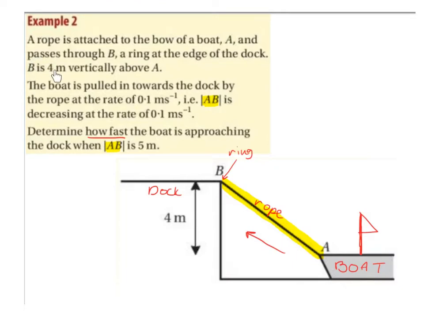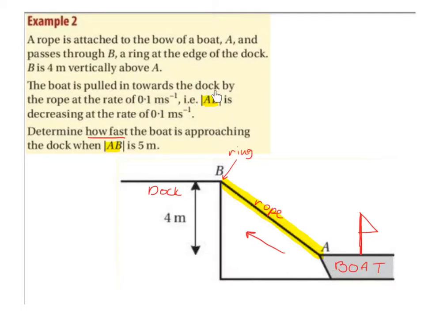B is 4 meters vertically above A. So here's A, the height of A, which is here, and B is 4 meters higher than it. The boat is pulled in towards the dock by the rope at a rate of 0.1 meters per second. So the boat is being pulled inwards by the rope, which is being pulled upwards. And it is at a rate of 0.1 meters per second, i.e.